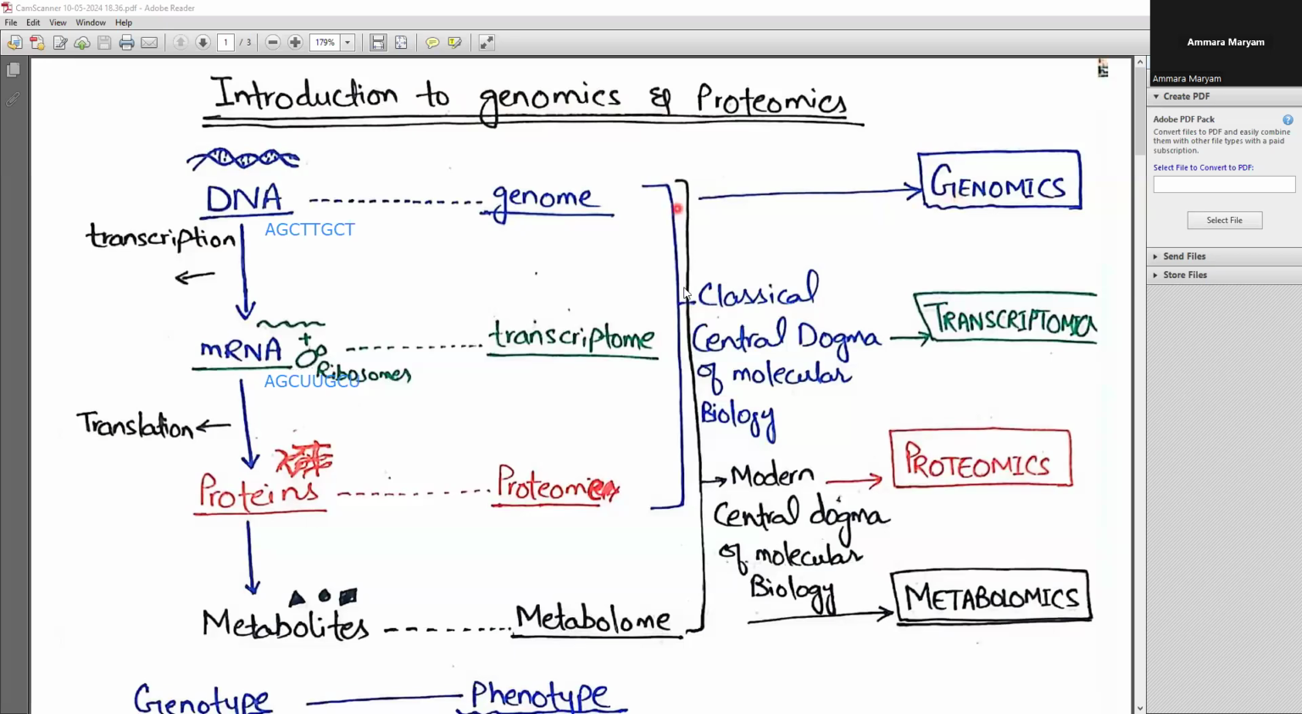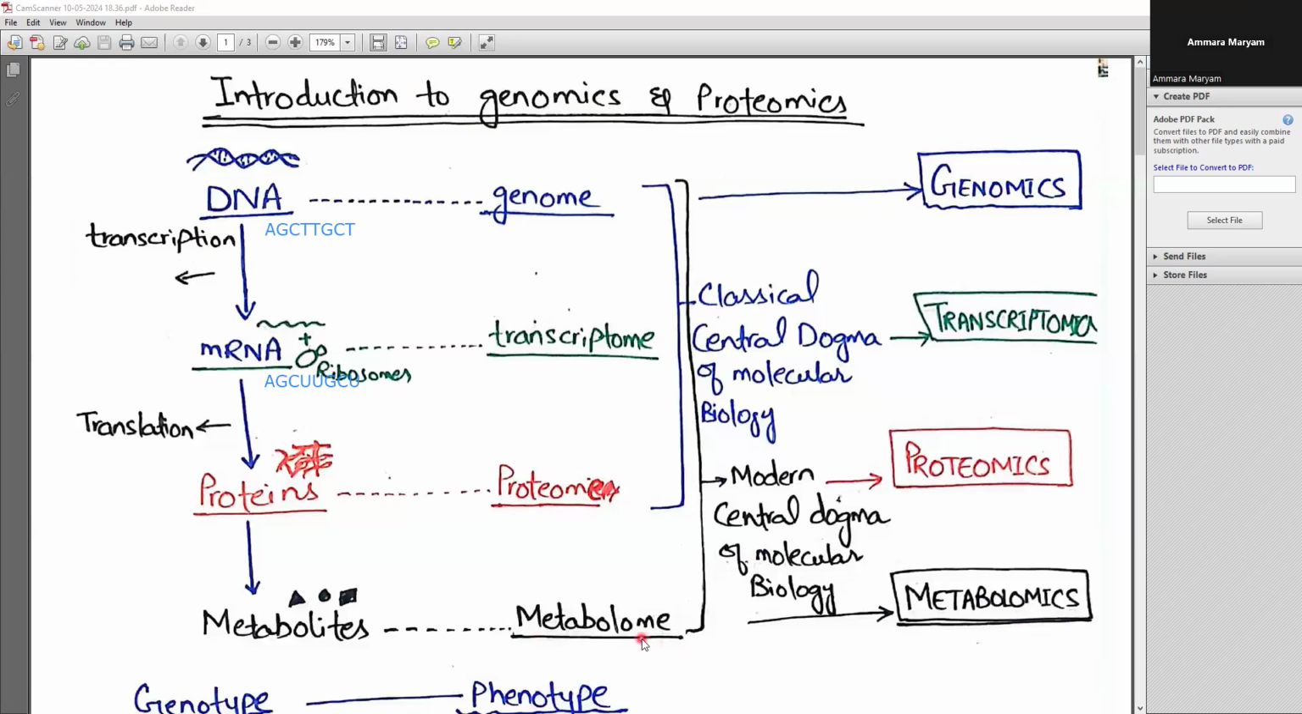In classical genetics, this flow from genome to transcriptome to proteome is the classical central dogma of molecular biology. Now if we extend this to metabolites, as the proteins have to metabolize, the whole metabolic system is basically the metabolome. The modern central dogma of molecular biology also involves the metabolome, and metabolomics is the study of the metabolome.